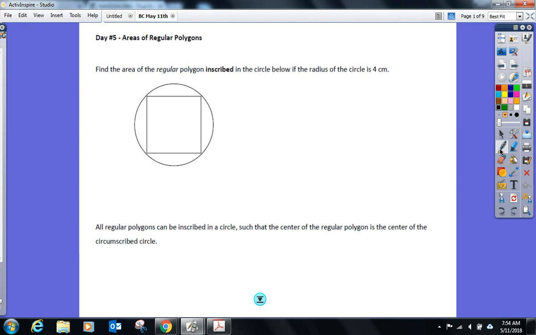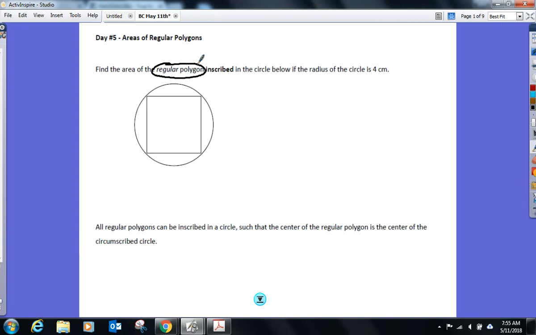All right. Find the area of this regular polygon that's been inscribed. It's got a radius of 4 centimeters. All right. A, it's a quadrilateral, and it's regular. Put those two together. What do you have? It's got to be a square. Yep. In this case, got to be a square if it's a quadrilateral and it's regular. Radius is 4. Go ahead.